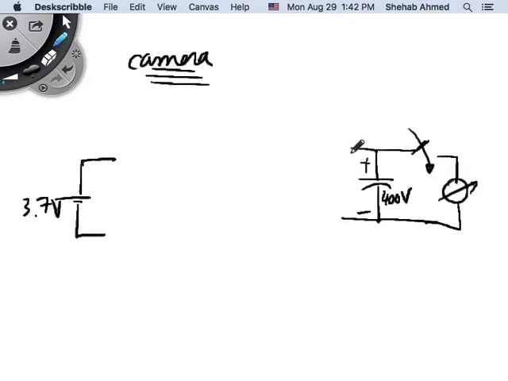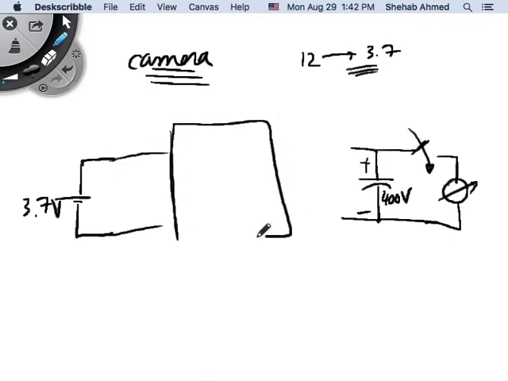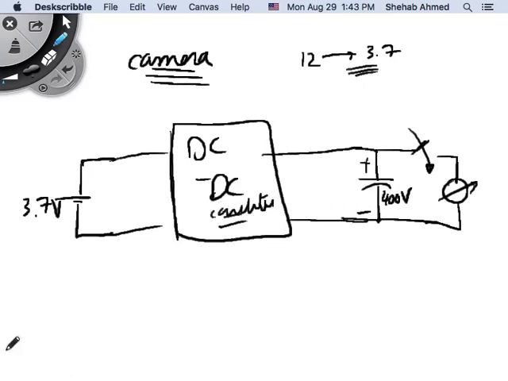So here I need to step up the 3.7 volts. In the previous application, I had 12 volts and I was stepping it down to 3.7. I needed a step down converter, which we also call a buck converter. We will talk about that later. But here I need a step up converter. I need to take my 3.7 volts and step them up to 400 volts, DC as well. So I would still use a DC to DC converter. That's what this topology would be.